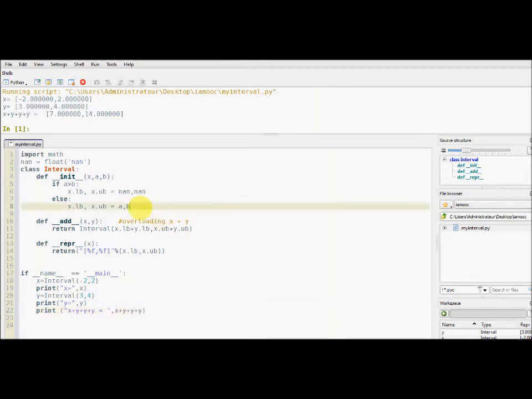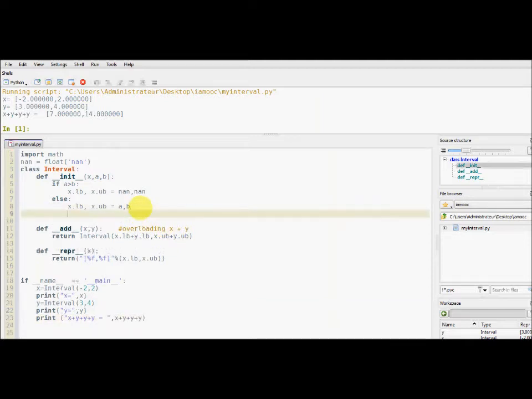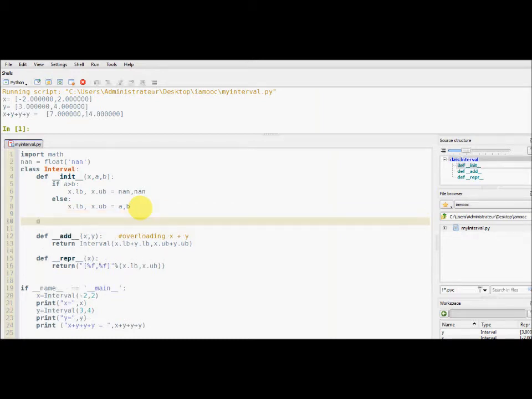I will have to add a new function. For instance, it would be nice to see if an interval is empty. So def is empty of x.